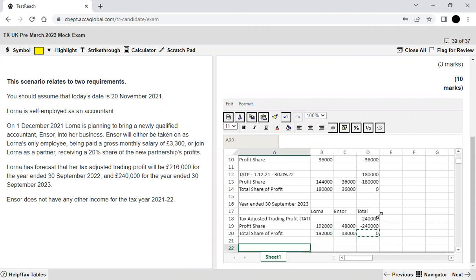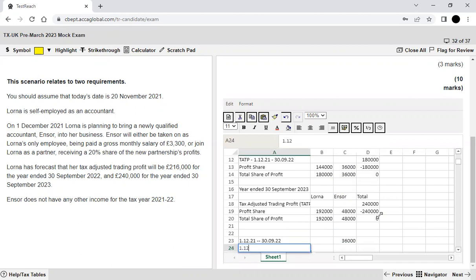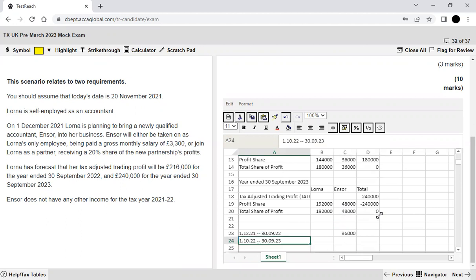To sum up this calculation, from 1st December 21 to 30th September 22, the profit of Ensor is 36,000, and for 1st October 22 to 30th September 23, it is 48,000.